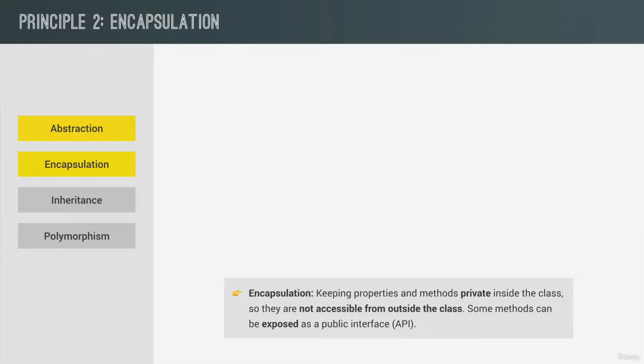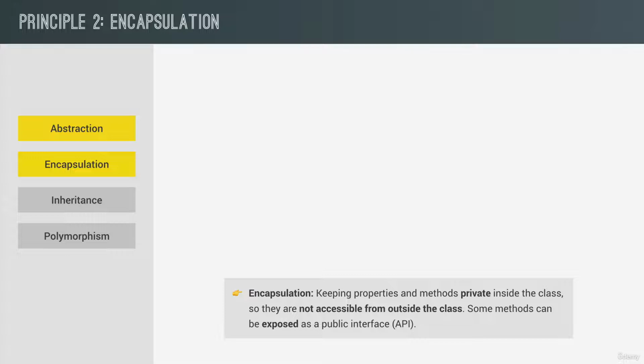So that's abstraction, which actually blends in with the next principle, which is encapsulation. And encapsulation basically means to keep some properties and methods private inside the class, so that they're not accessible from outside the class. However, some methods can of course be exposed as a public interface, which we call API. And this is exactly what I meant at the beginning of the lecture when I said that interactions between objects happen through a public interface.